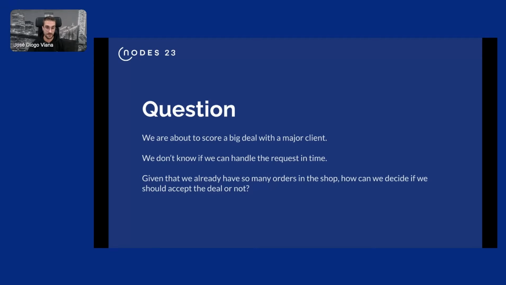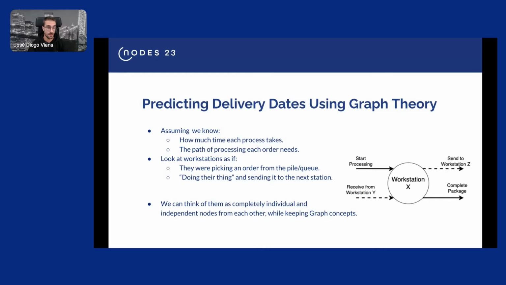Given the fact that we don't have those technological machines to give us an insight, let's see how we can do it with our simple approach. We can use graph theory to predict delivery dates. Assuming that we know how much time each process takes and the path of processing each order needs, because we already know what's the work required for assembling a chair, and looking at workstations as if they were picking an order from the pile or the queue, doing their processing, and sending it to the next, as we can see in this image here.